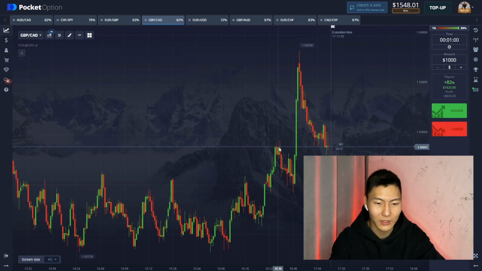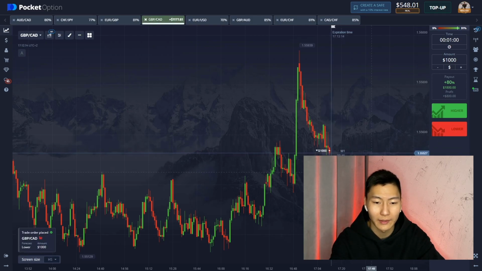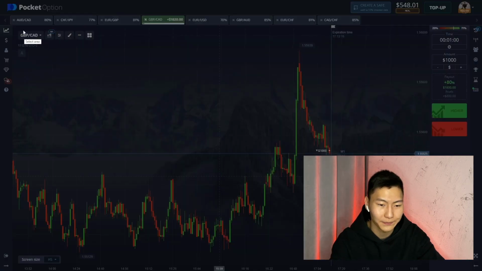We see the touch of this price range. The price seems to break its roll, and I guess we should have opened a short position, but we are a little late here. We want the price to go a little higher, so let's open a short here.